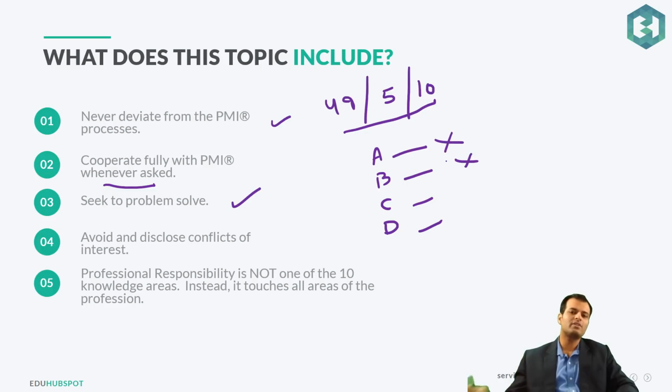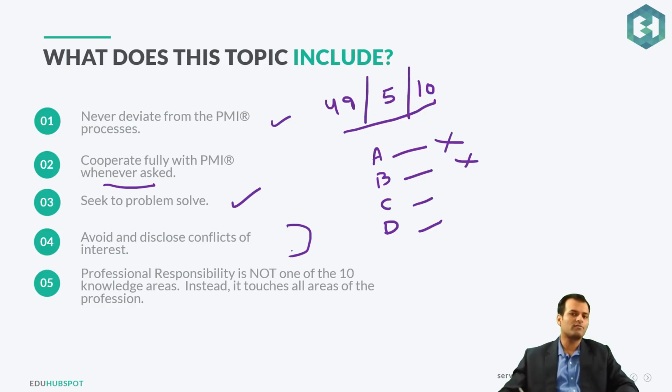For example, if you see an option that says the scope management plan is a part of the project management plan, yes, that's a correct statement, but is it resolving something? So as a project manager, you need to make sure that you are solving the problem which is described in the question.